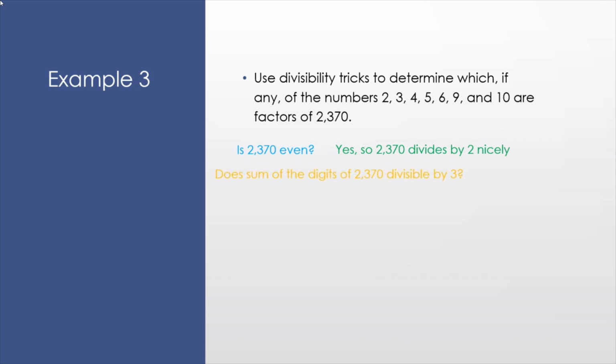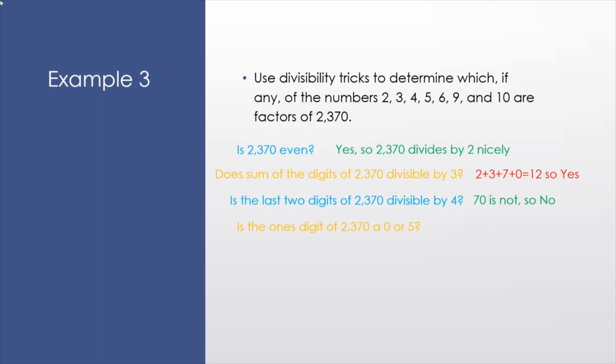So does the sum of the digits of 2,370, is that divisible by 3? Well, you add up the digits. So 2 plus 3 is 5 plus 7 is 12 plus 0. So that'd be 12. 12 is divisible by 3. So yes. Let's check those last two digits. So 70, is 70 divisible by 4? No. So the number is not divisible by 4.